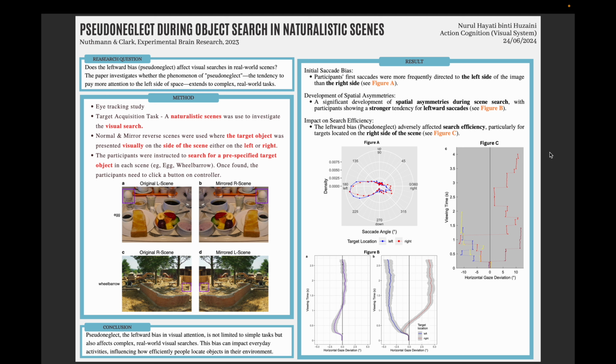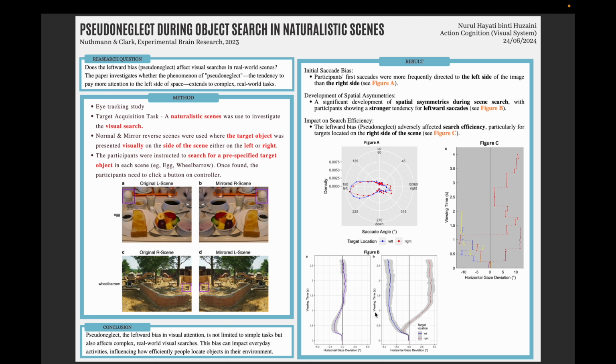First is that participants' first eye movements, or saccades, were more frequently directed to the left side of the image rather than the right side. This indicates an inherent leftward attention bias right from the start of the visual search. As shown here in figure A, the participants tend to look to their left side compared to the right side when it comes to the first saccade. And the reason why it's more condensed on the lower part is because most of the objects appear in the lower quadrant compared to the upper quadrant.